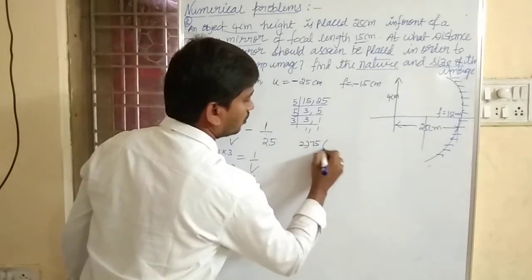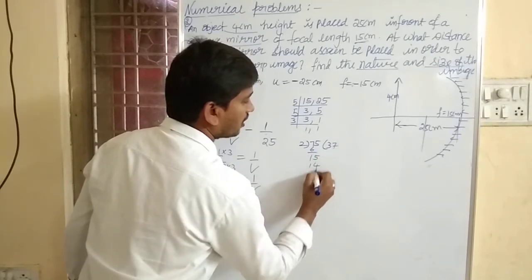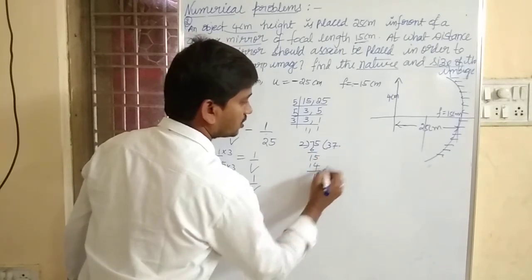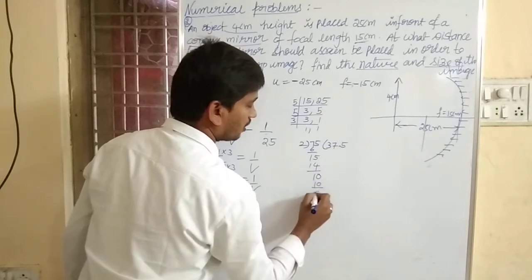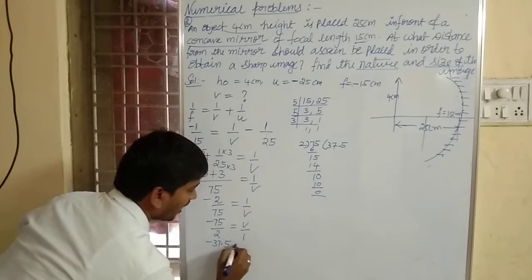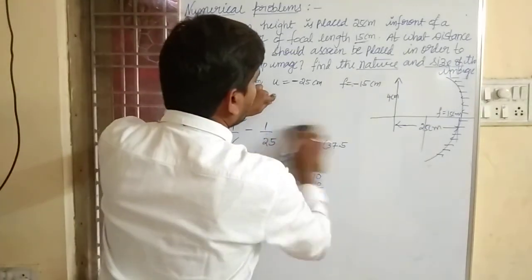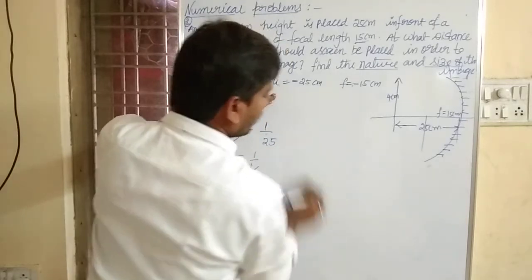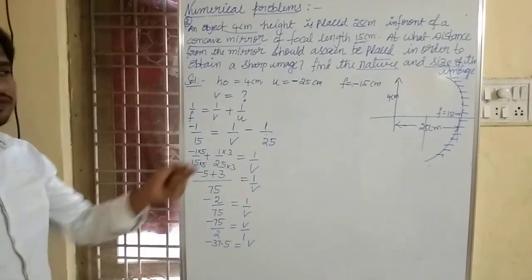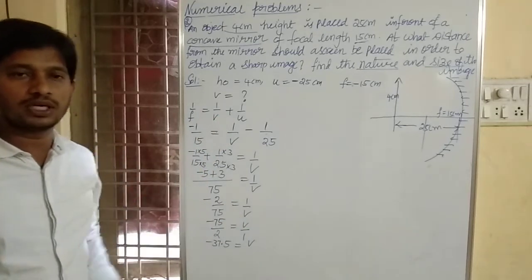75 divided by 2, 2 3s are 6, 1 5, 2 7s are 14, 1.0, 2 5s are 10. So we got minus 37.5 equal to V. I mean, where do we have to place the screen? We have to place a screen in front of the mirror at a distance of 37.5 centimeter.